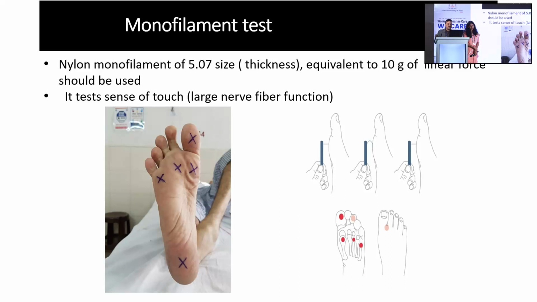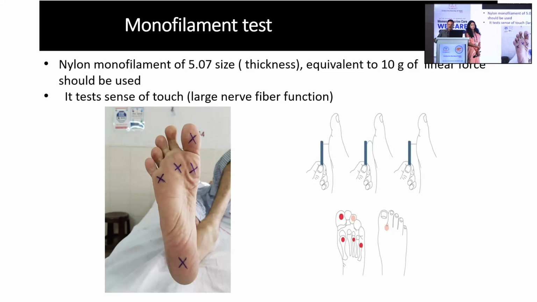So monofilament test, how should it be done? It's done with a nylon monofilament, a 5.07 size. Basically, if you touch the skin on the plantar aspect of the foot and it just buckles with the pressure, that gives 10 grams of pressure to that point. So we call it the 10G monofilament test.